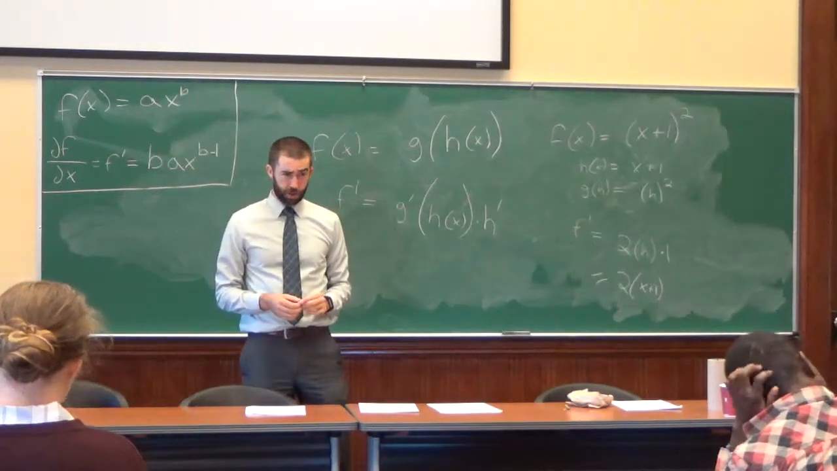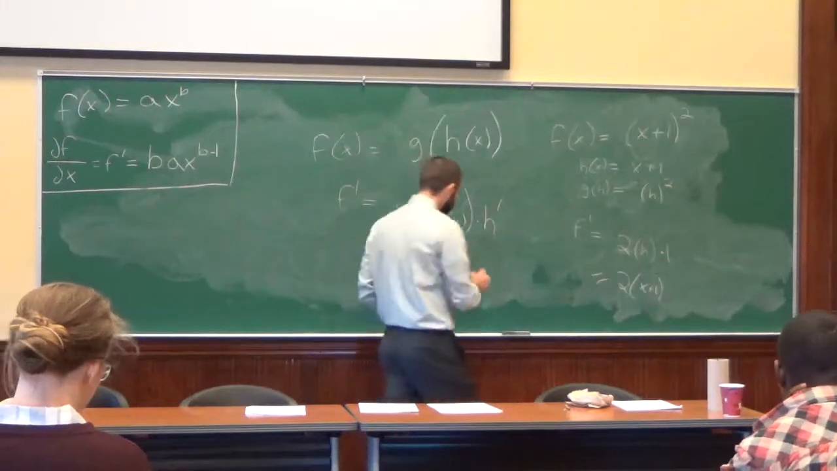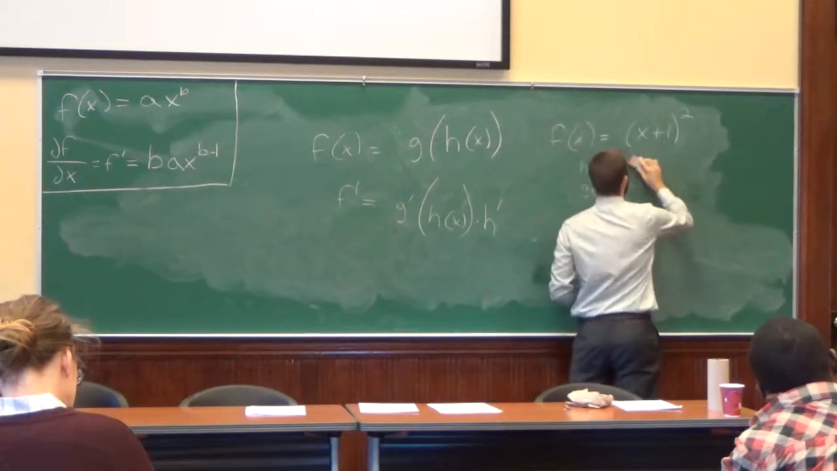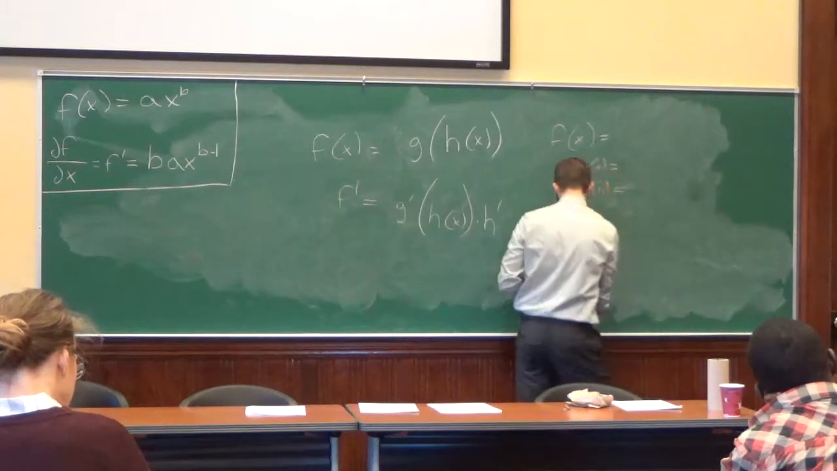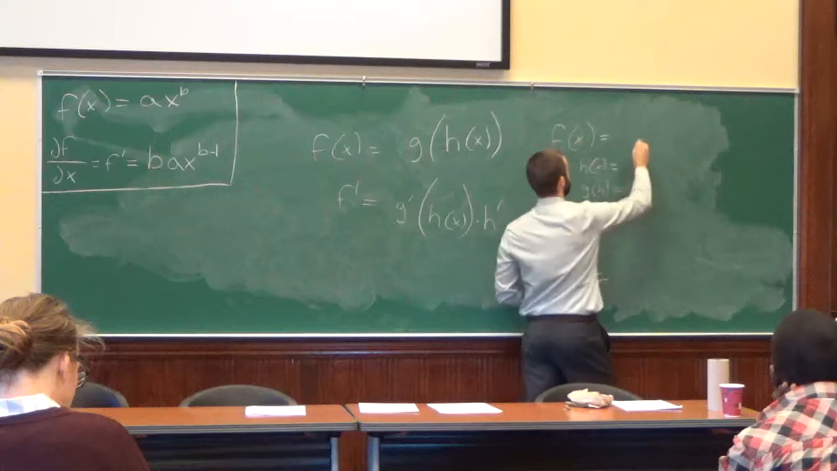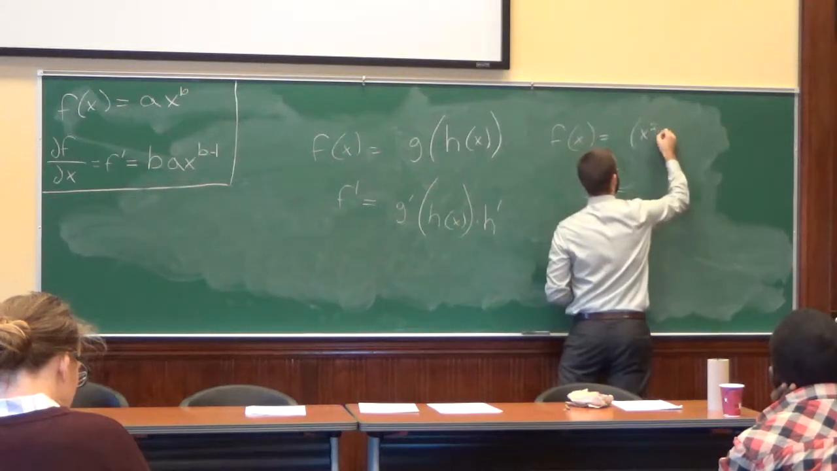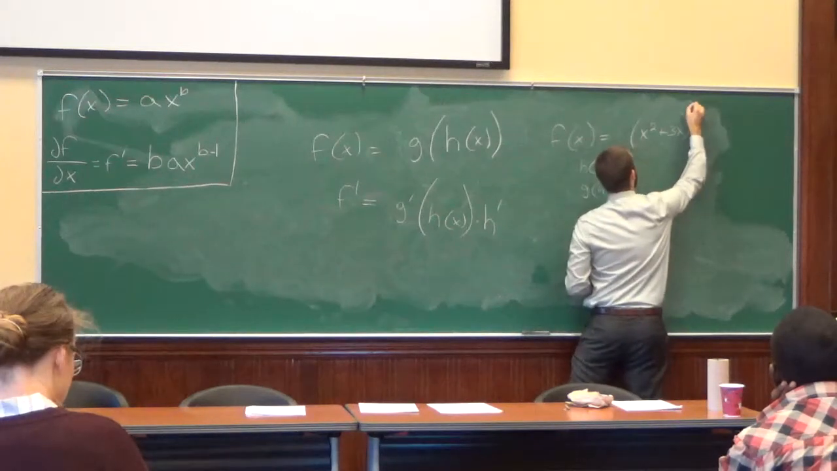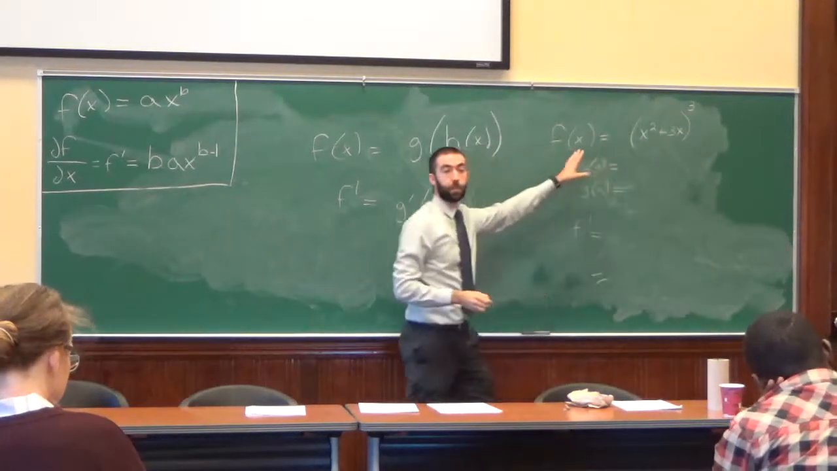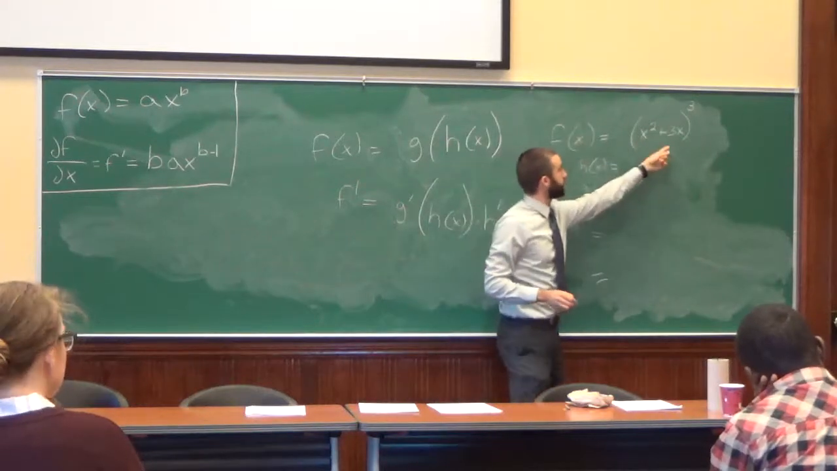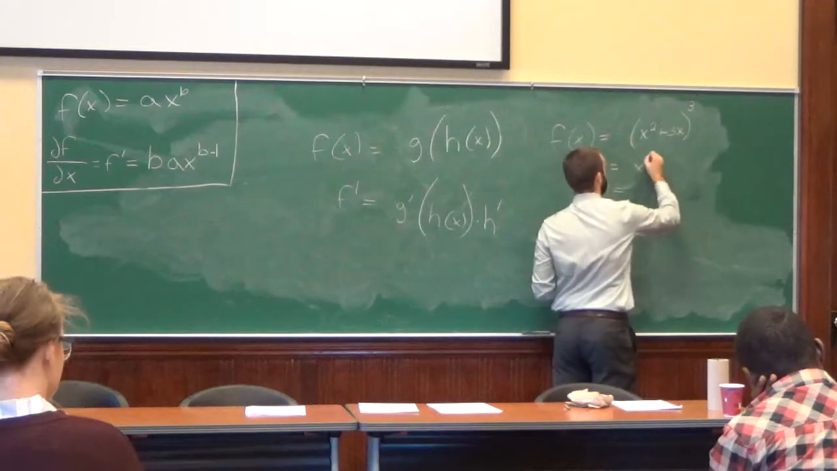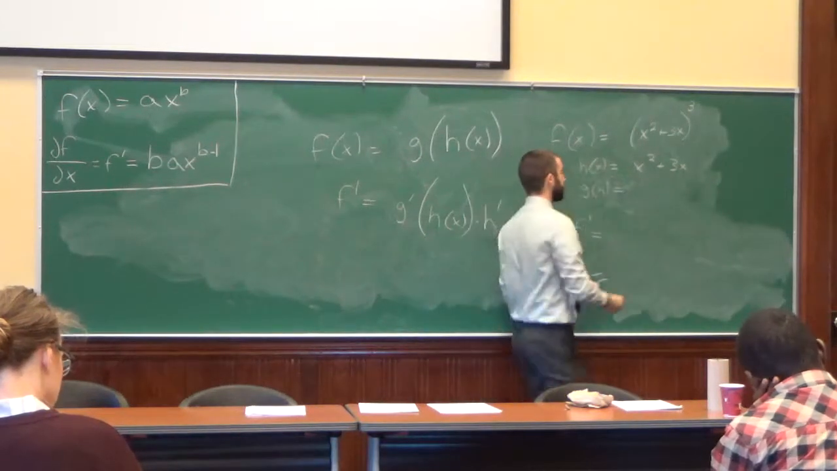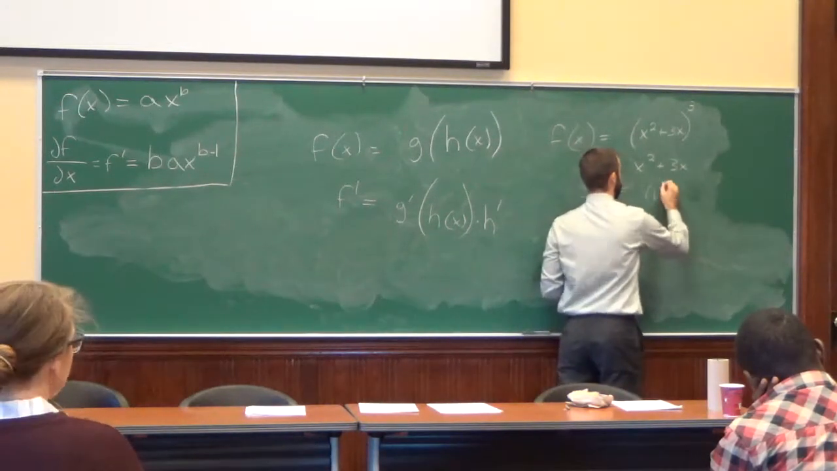Should I do another example? I'm going to make it just a little bit more complicated, but not too much. Let's say f of x is x squared plus 3x, cubed. That's what my function is going to be. My inner function is just what's inside: x squared plus 3x. My outer function is the cubed. So it's h cubed.